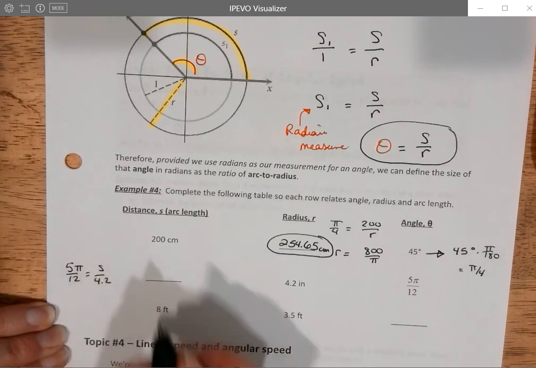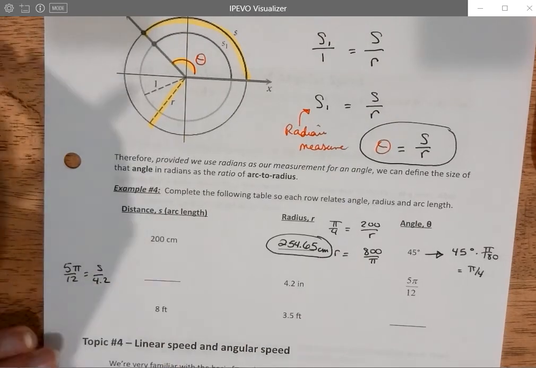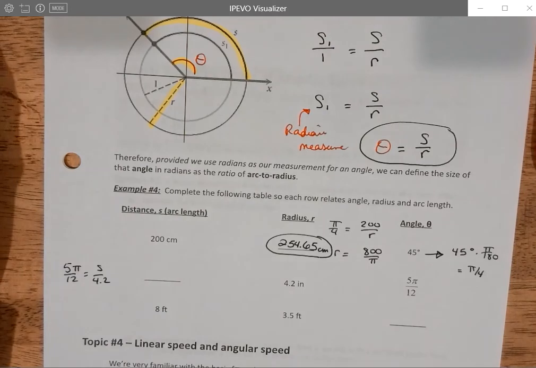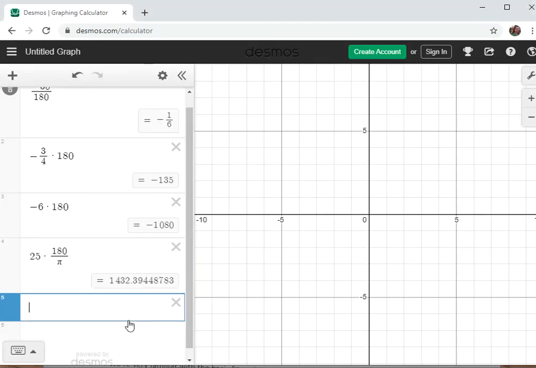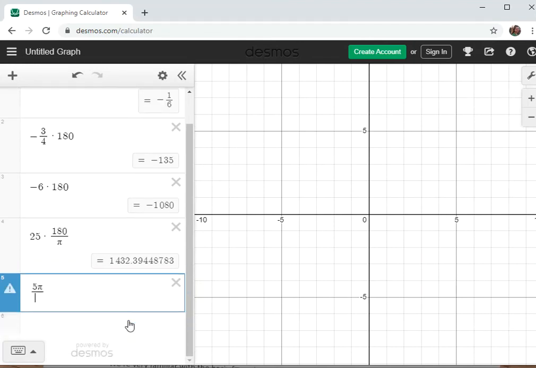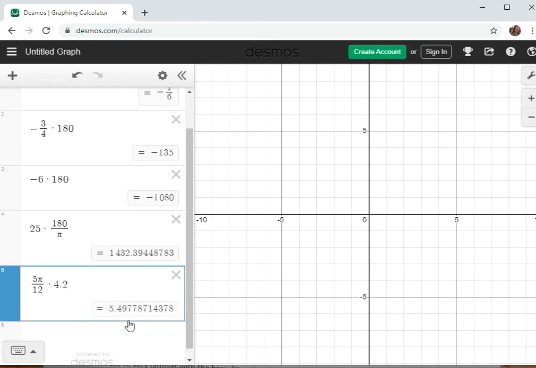If I multiply 4.2 by both sides, we'll be able to solve for S. So I'll do that over here. I can type in 5 pi over 12, and I just need to multiply both sides by 4.2. That gives us an S of 5.50, if I round to two places, and this one was in inches.